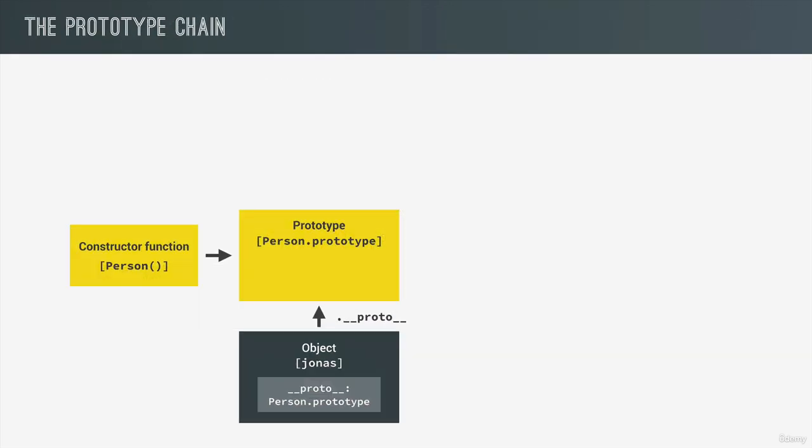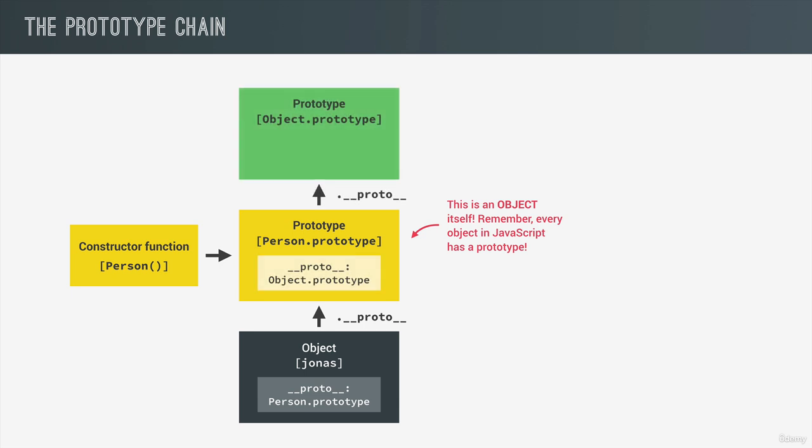So here is the diagram that we already had with the person function constructor and its prototype property, and the Jonas object linked to its prototype via the __proto__ property. So nothing new yet. But now let's remember that person.prototype itself is also an object. And all objects in JavaScript have a prototype, right? Therefore, person.prototype itself must also have a prototype. And the prototype of person.prototype is object.prototype.